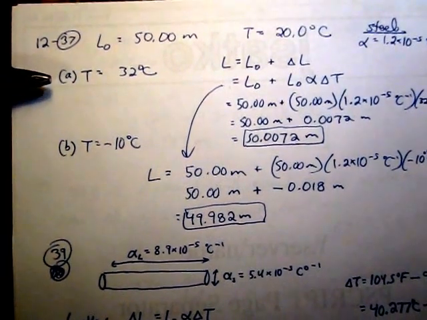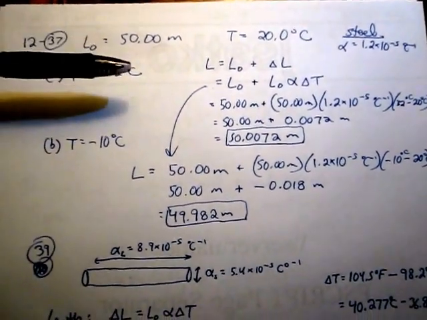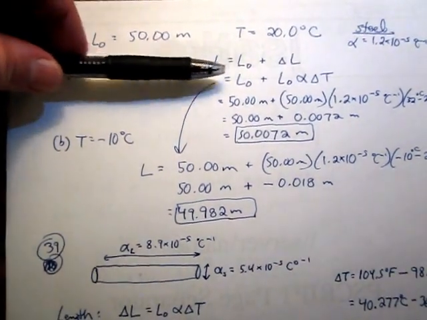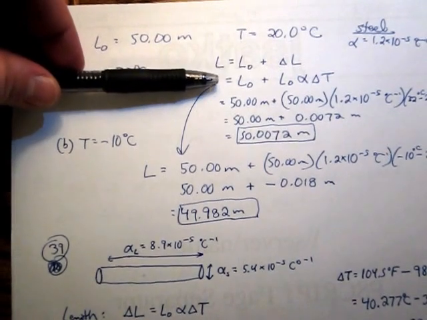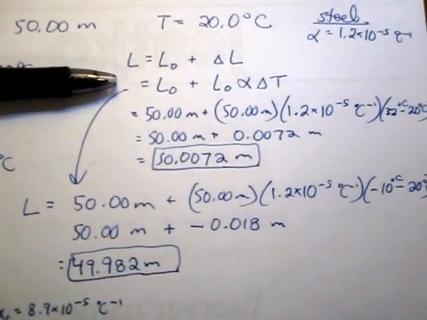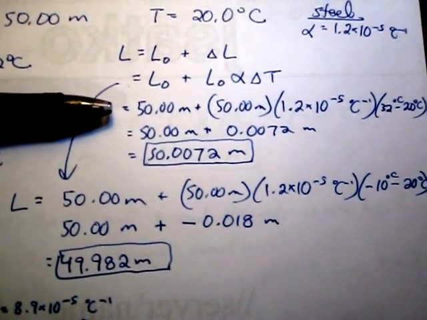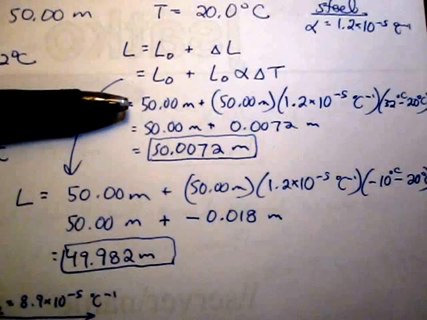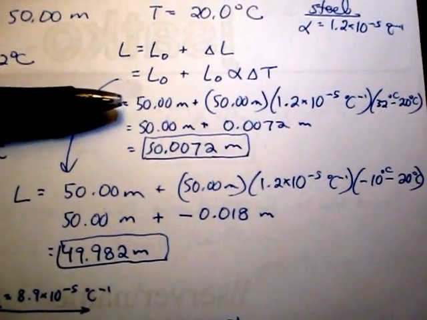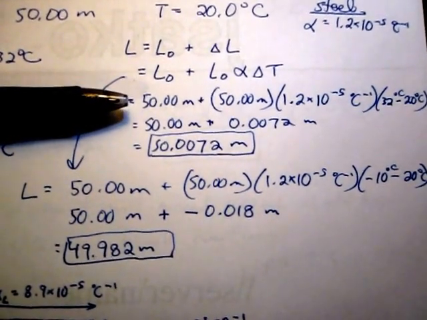Question A is asking about when the temperature is 32 degrees Celsius. And the question is asking what is the new length. So the new length is the old length plus delta L, where delta L is L0 times alpha times delta T. So 50 meters is the original length plus 50 meters times 1.2 times 10 to the negative 5th times, and be careful here, delta T, the change in temperature is 32 minus 20.